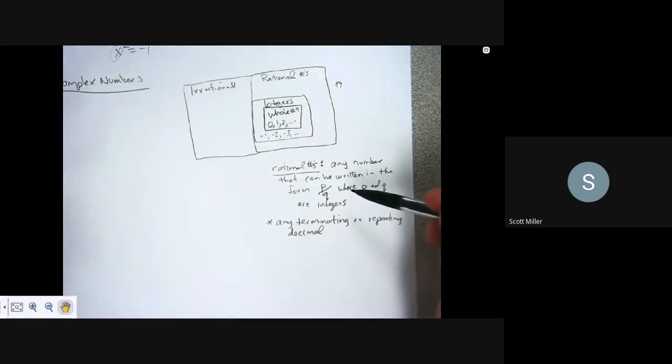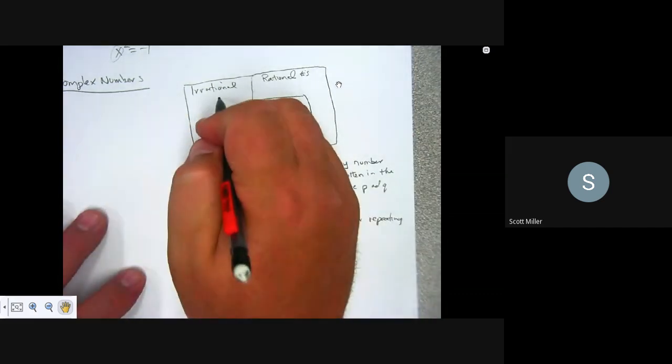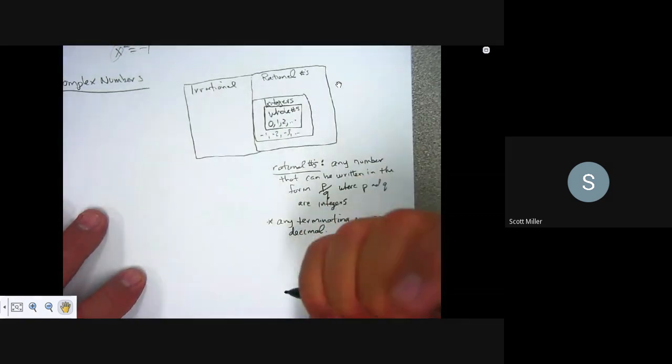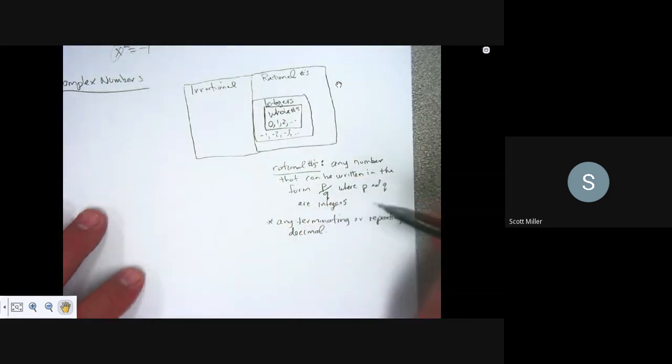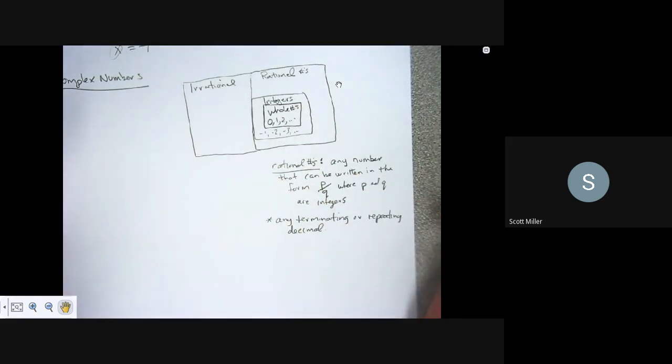Non-terminating means it goes on forever, or a non-repeating decimal that goes on forever. Okay? Irrational means not rational. In this scenario, since you can't write it as a decimal and you can't write it as a fraction, a lot of times we just have to leave it in simple form.